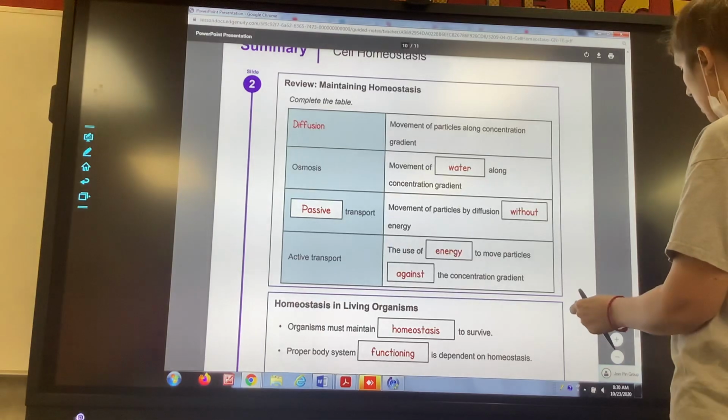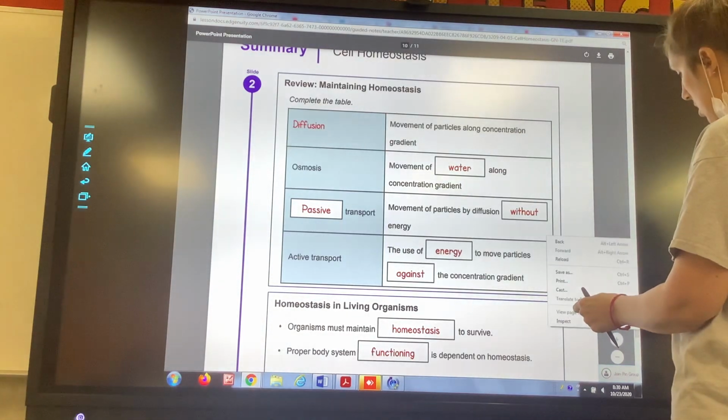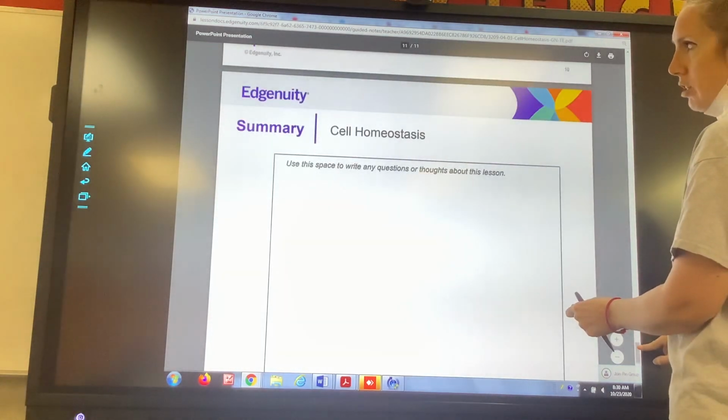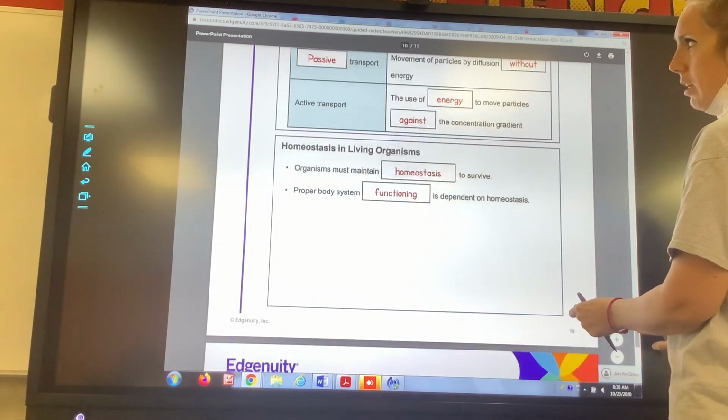Last but not least, we're almost there, guys. Last page you don't have to do if I have it, but then here we're almost done.